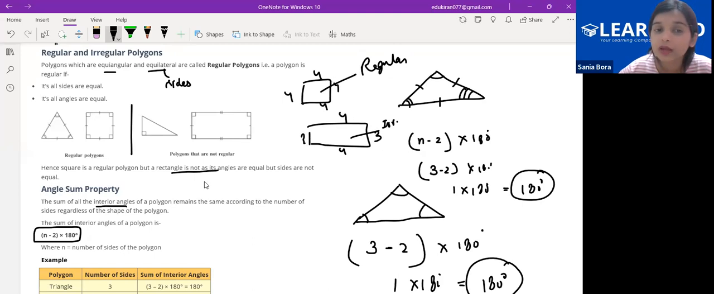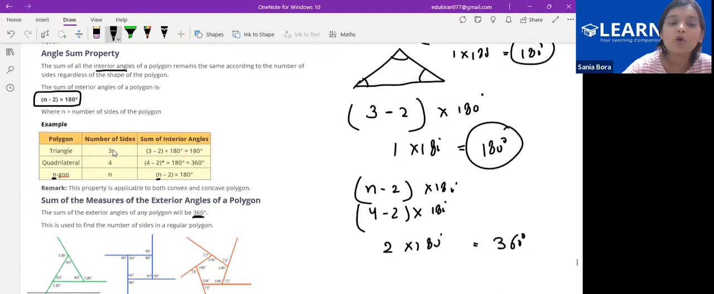In exterior angles, no matter whether it's regular or irregular, the sum will be 360. So the sum of all the exterior angles is 360. Yes, ma'am. Okay. Now, how do you see it?